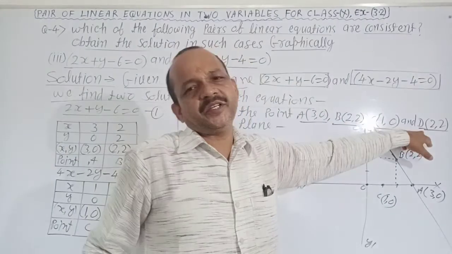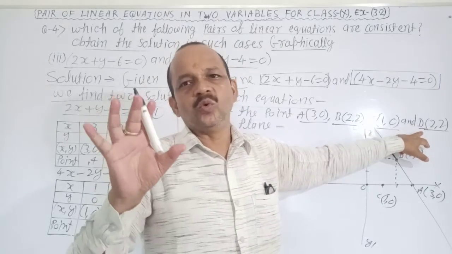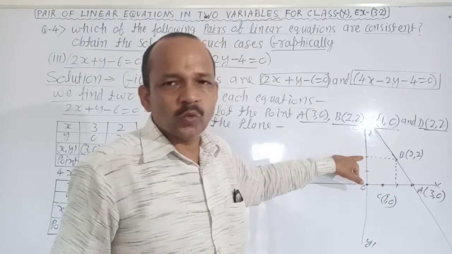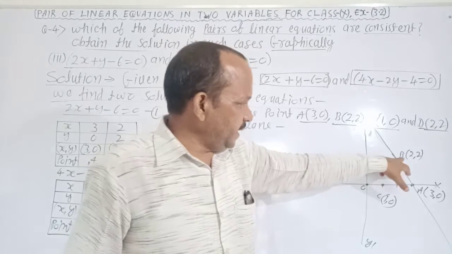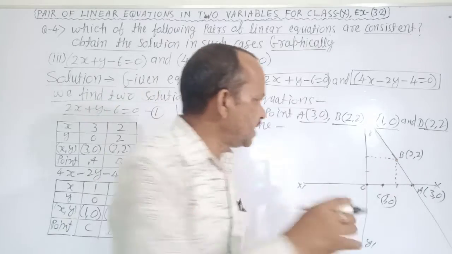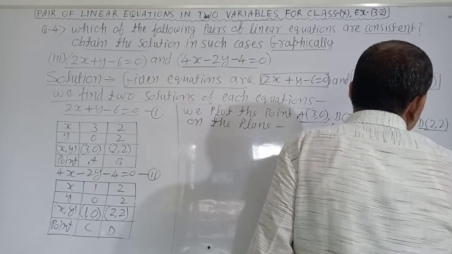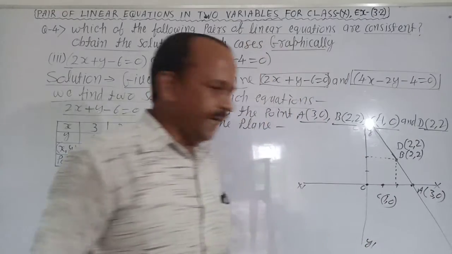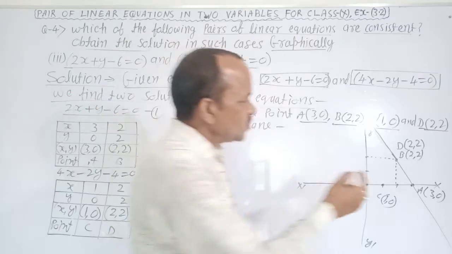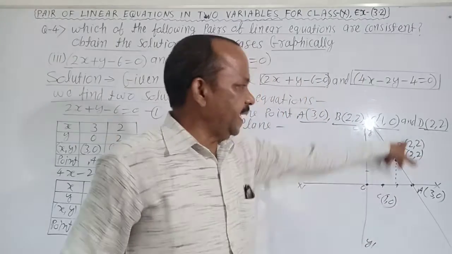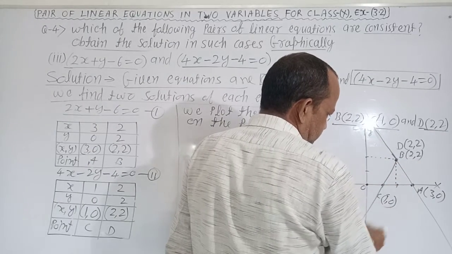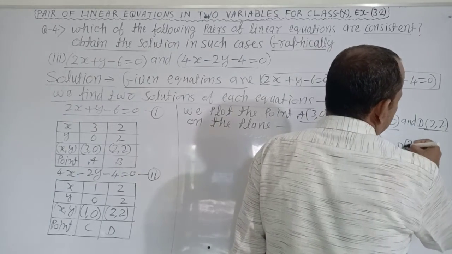Now you plot point D, coordinate 2 and 2. Clear? Here 2, 1, 2 and here 2. It means points D and B are the same. Here point D, coordinate 2 and 2. You find points D and B at the same place. Clear? You join point C and point D and produce it.